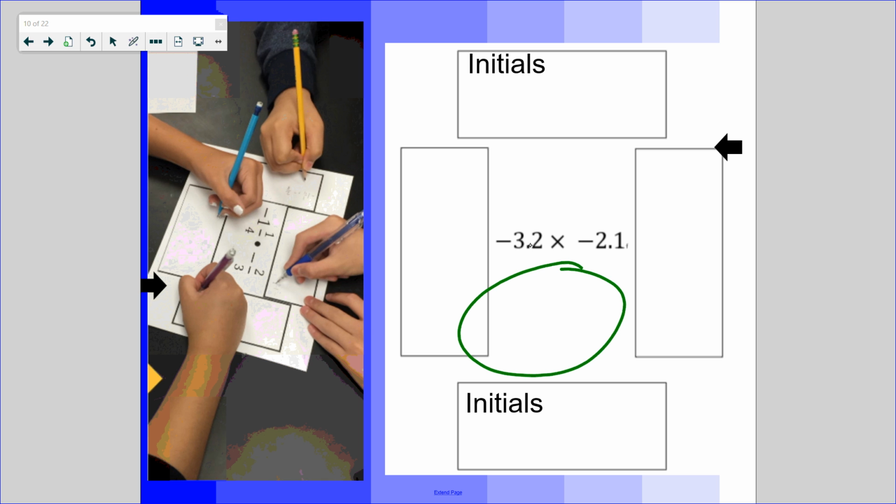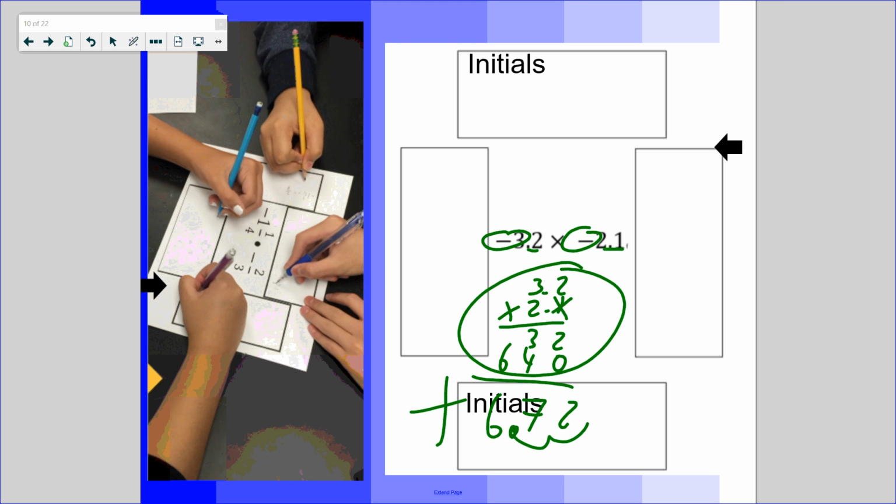Well, I'm going to multiply 3 and 2/10 and 2 and 1/10 first. 1 times 2 is 2. 1 times 3 is 3. Scratch, scratch, lay an egg. 2 times 2 is 4. 2 times 3 is 6. Where does the decimal point go? 2 places. 1, 2. But is it positive or negative? The opposite of a negative is positive. 6 and 72 hundredths.